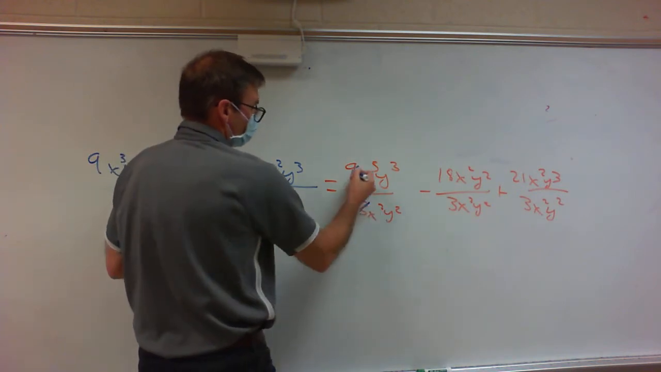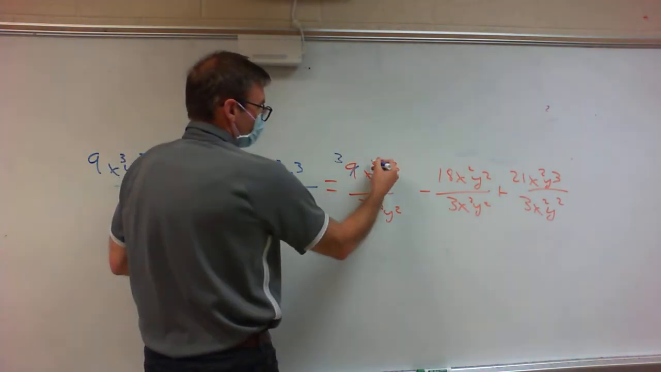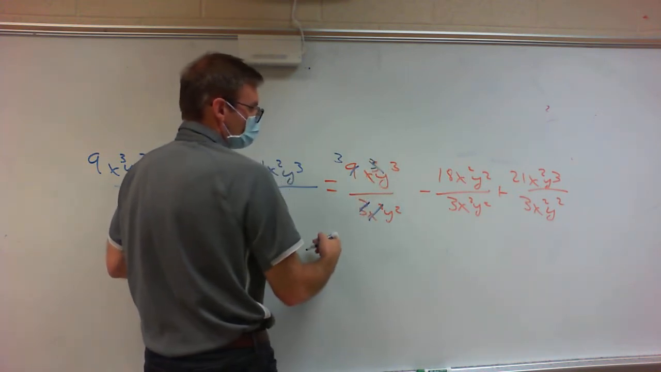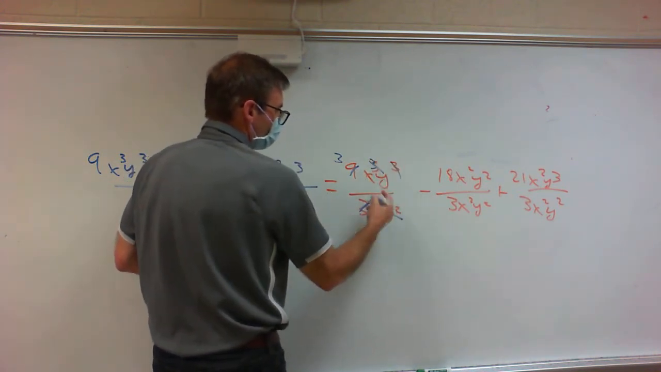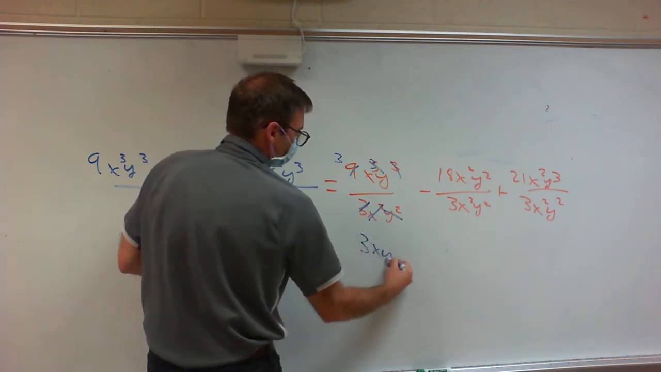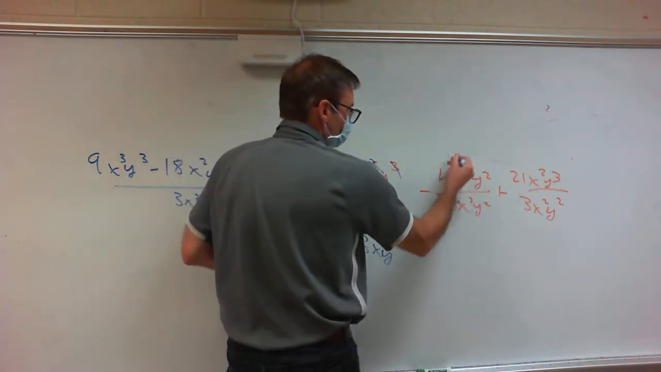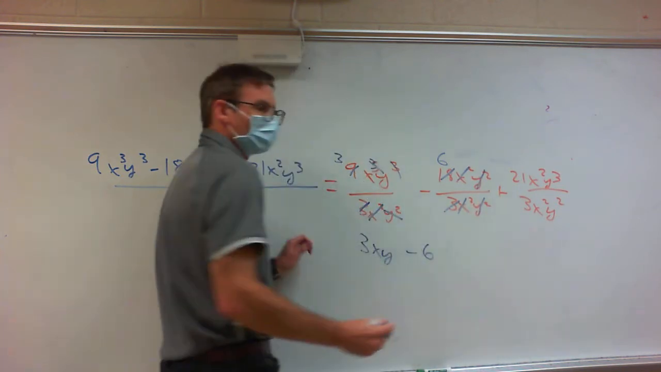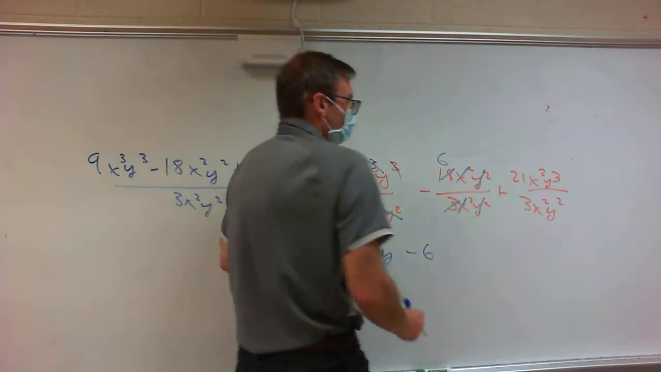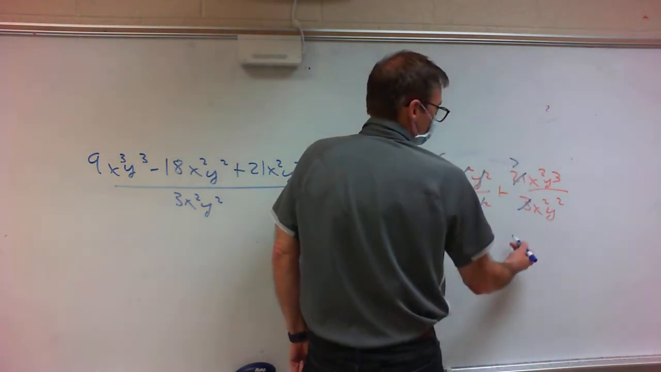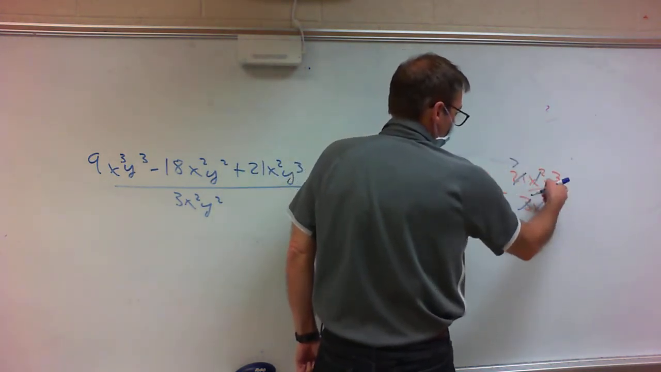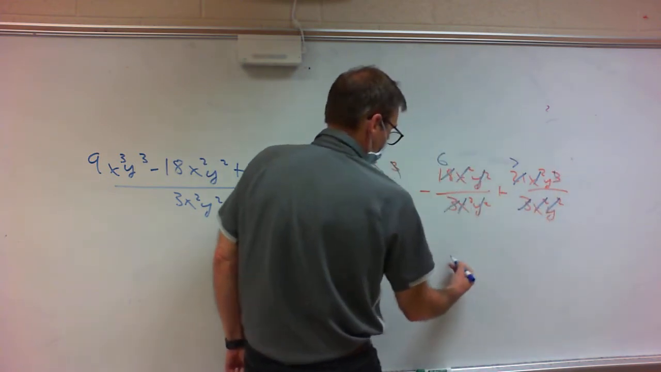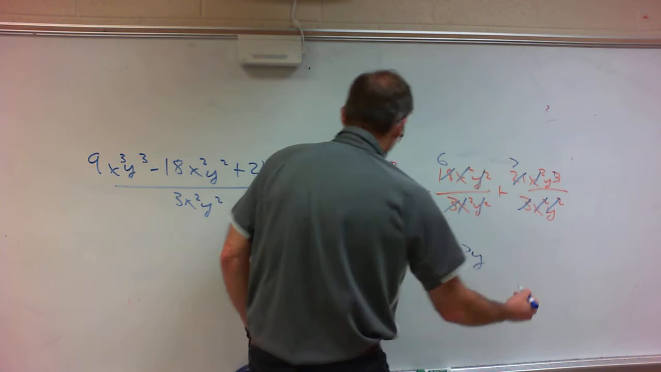So let's see, 3 goes into 9 3 times. That's an x cubed, so this cancels all. I've got 1x left on top, and I've got 1y left on top, so it's going to give me a 3xy. 3 goes into 18 6 times. The x squareds cancel, the y squareds cancel, so that's just going to give me a minus 6. And let's see, 3 goes into 21 7 times. The x squareds cancel, and this cancels all but one of the y's. And so I end up with a plus 7y.